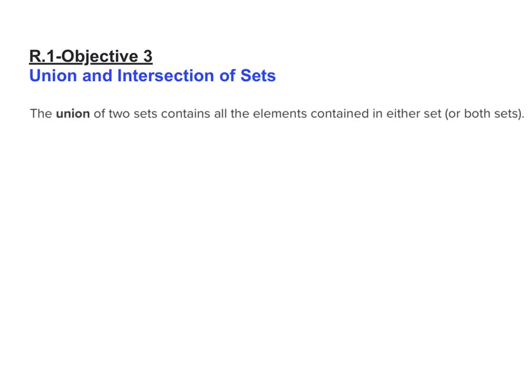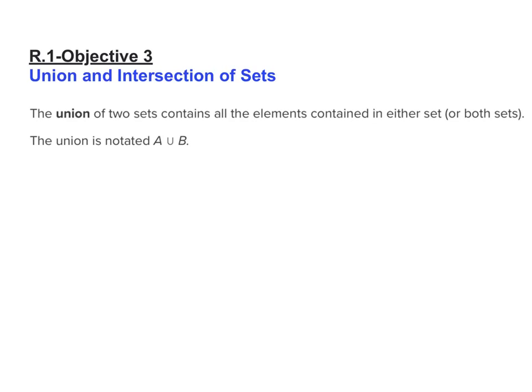The union of two sets contains all the elements contained in either set. So it is literally a union of all the sets. Most of the time it's only going to be two sets, and you're combining those two sets together, creating a new set. That is the union of those sets. So here's how we notate union.